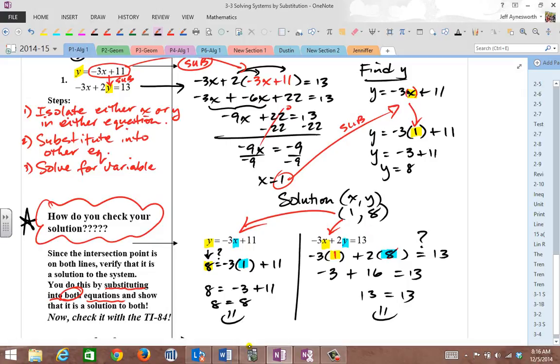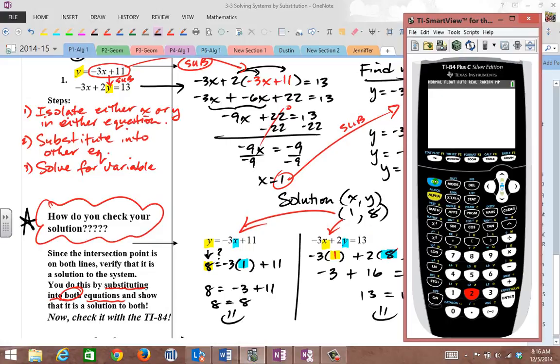All right, so what we want to do is reset the calculator first. So hit second memory. Select number 7 for reset. Select enter and select number 2 for reset. And if you did it properly, it should say RAM cleared. Okay, and once you do that, you have to enter the equation. So hit y equals and enter your first equation in, -3x plus 11, and go down to enter in y2.